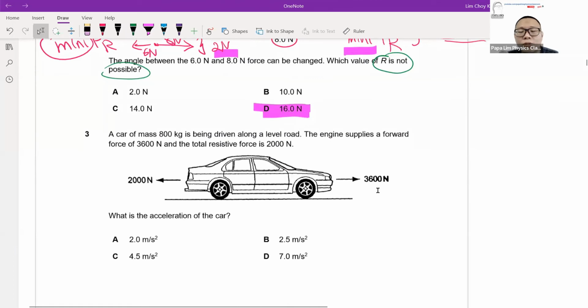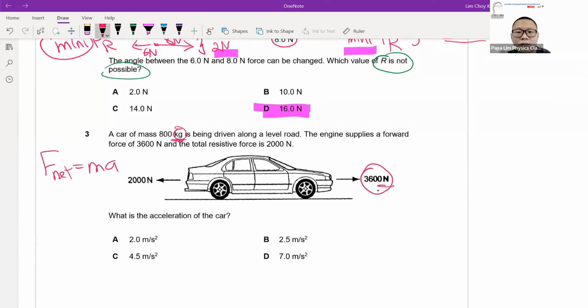Question 3 is a classic example of Newton's law, F net equals ma. The mass is given. Double check and make sure it's in kg. Mass is always in kg. There are two forces applied on the car: the 3,600 Newton, which is the engine force, and the 2,000 Newton, which, based on the question, is the resistive force. So the net force, F net, will be 3,600 minus 2,000.